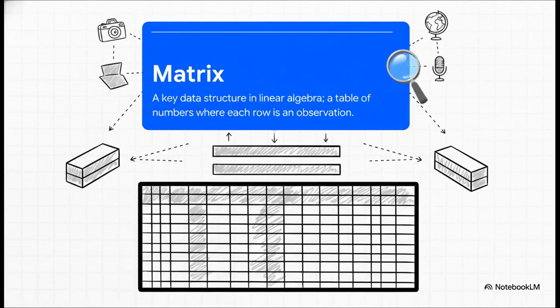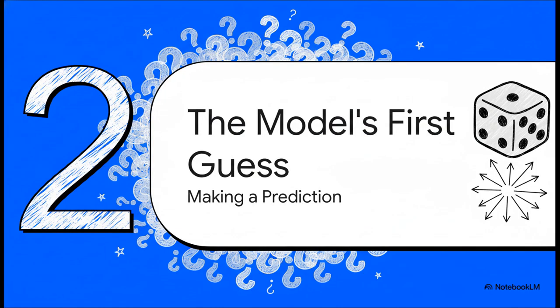Okay, so if a vector is just one row, what's the next logical step? Well, that's the matrix. And a matrix is just the entire spreadsheet. It's a whole grid of numbers, really just a bunch of vectors all stacked together. And this is how the model sees the entire dataset it's about to learn from, just one big block of numbers.